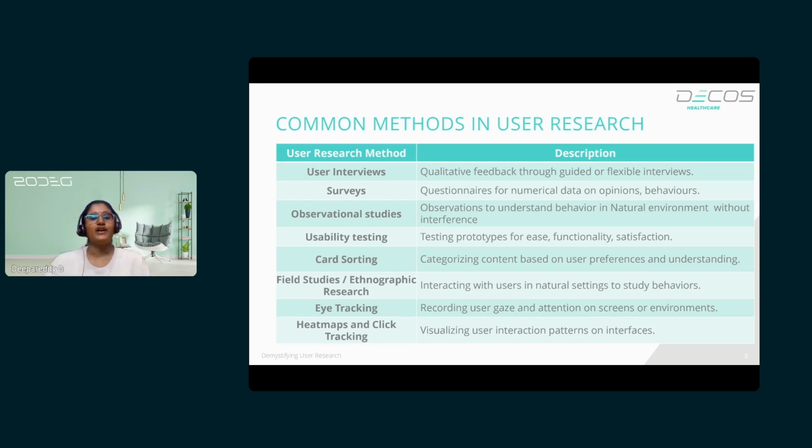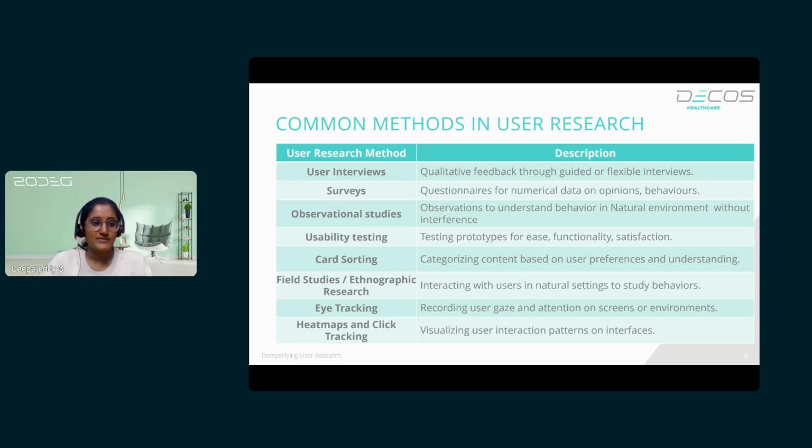Coming to observational studies. Here researchers observe the users in their natural environment, but often without any direct engagement or interaction with the user, to understand their behavior, interactions, and challenges as they interact with the product or services in a real world context. It is also known as contextual inquiry, which is basically used for identifying user behaviors, pain points, and usage patterns within a specific context. That's why it's called contextual inquiry.